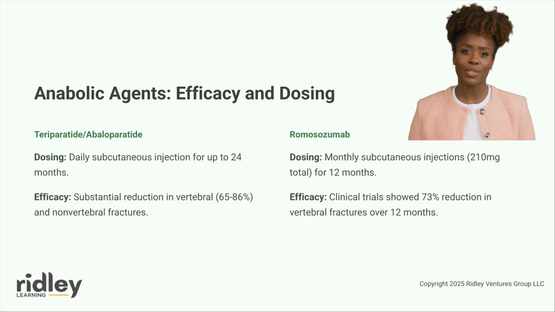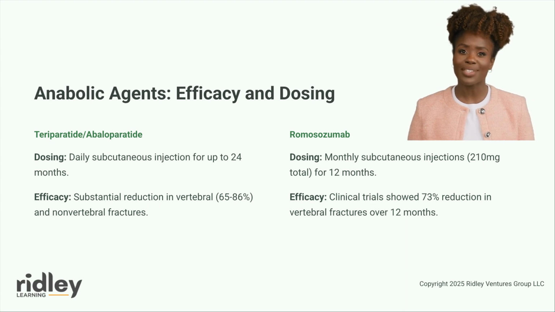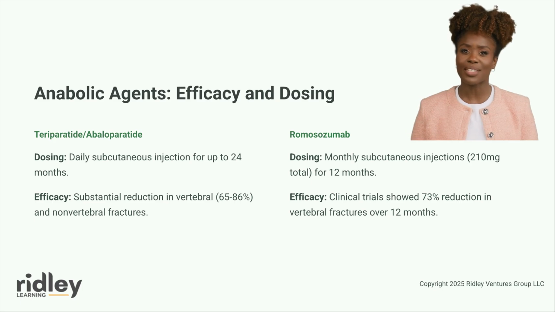Both agents produce substantial increases in bone mineral density, particularly at the lumbar spine. They improve trabecular microarchitecture in ways that contribute to fracture risk reduction beyond BMD effects. Common adverse effects include hypercalcemia, which is more frequent with teriparatide, as well as nausea, dizziness, and leg cramps. Both carry black box warnings regarding osteosarcoma risk based on rat studies, though this risk has not been confirmed in humans despite extensive post-marketing surveillance.